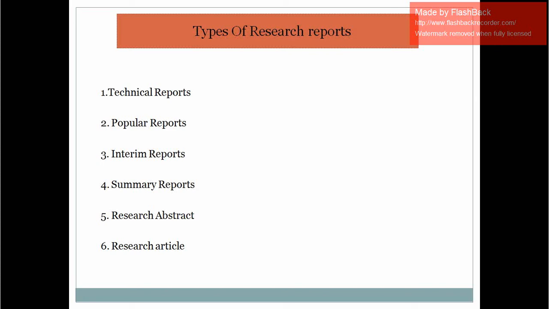Here one thing we need to understand: these popular reports are used only for a selected audience. This audience is least bothered about the research process involved, like what is the statement of the problem, what is the objective, what are the methods of data collection. They are least bothered about the research process. They directly jump into what the findings are, what the results are, and what conclusion the researcher is drawing. So once you're clear with that, we'll next go for the interim report.